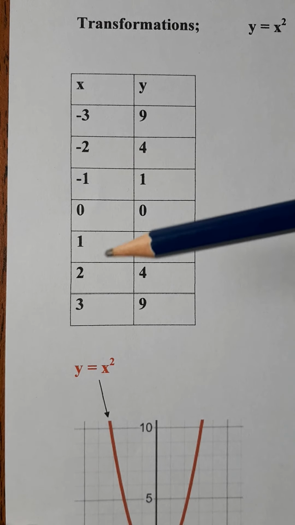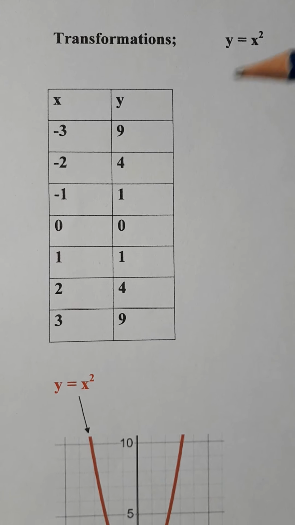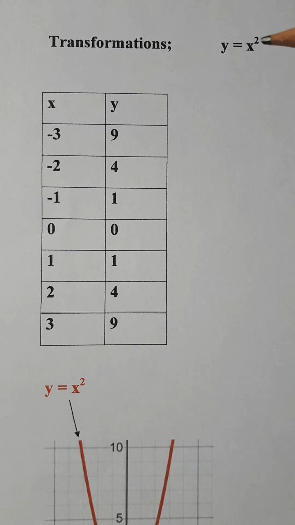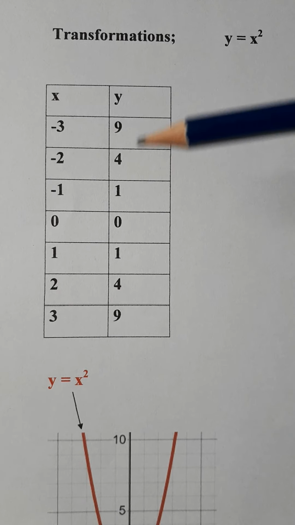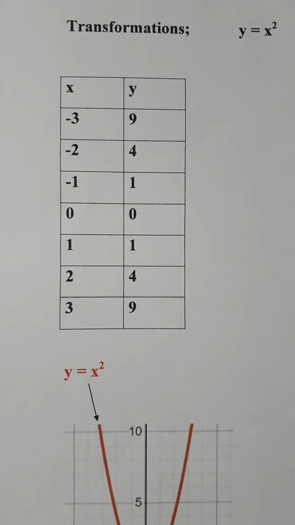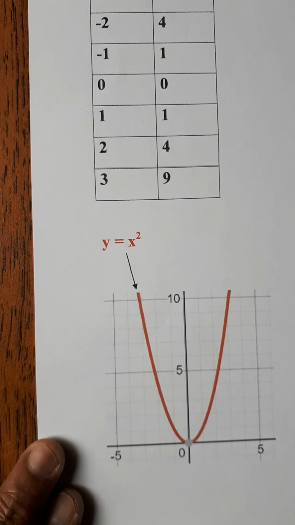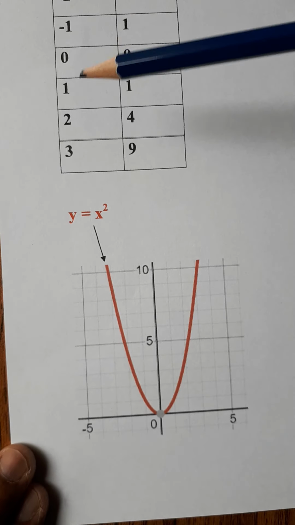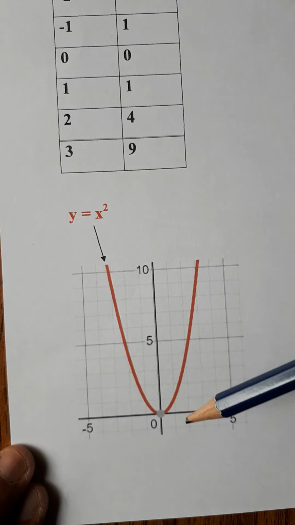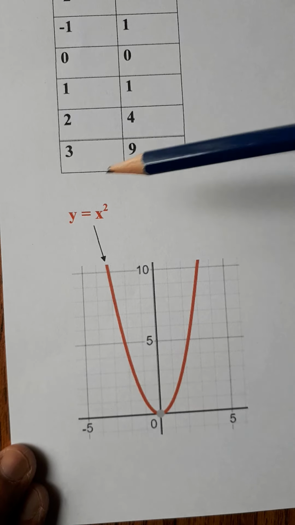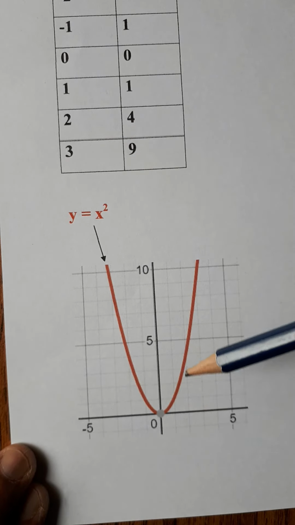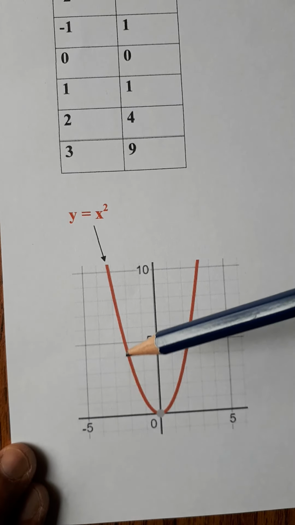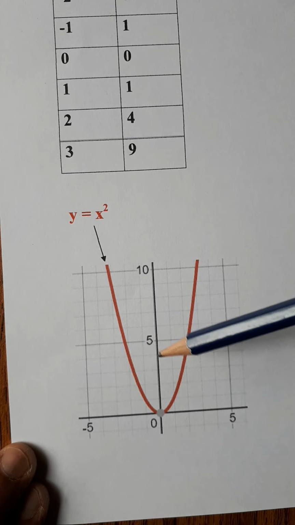When x is 1, 1 squared is 1, so y equals 1. When x is minus 2, minus 2 times minus 2 is plus 4. So if you put all these points on a graph, it will look like this. If I can quickly go through 2-3 points: x equals 0, y equals 0 right here. x equals 2, y equals 4. x is minus 2, again plus 4 here.